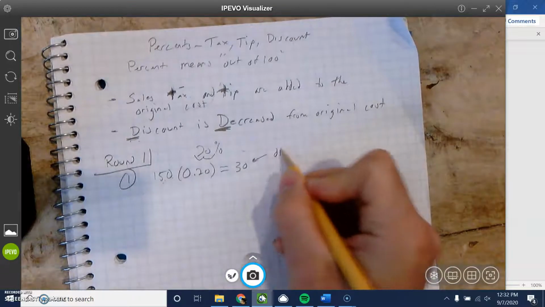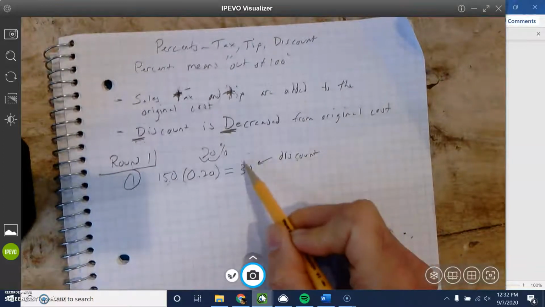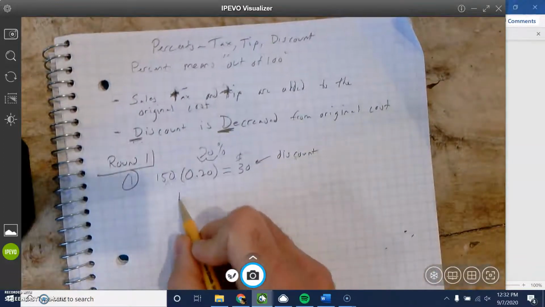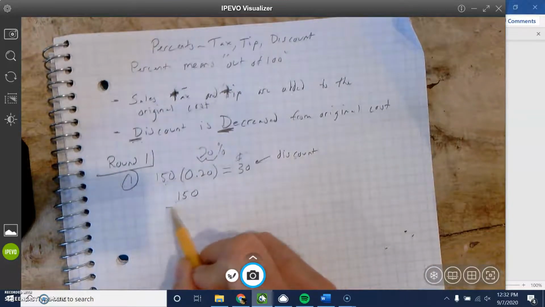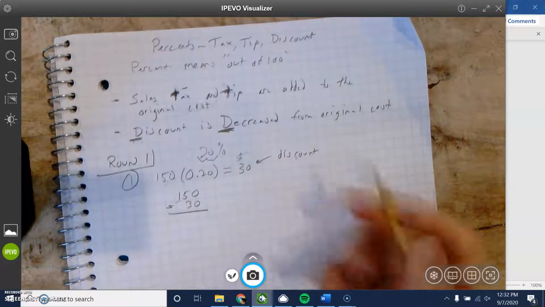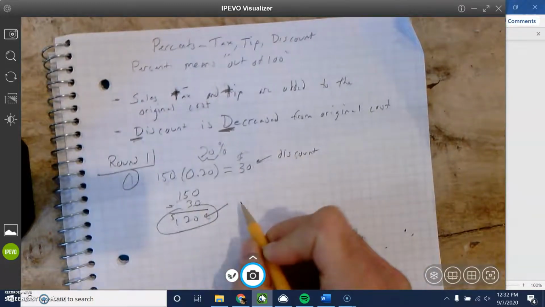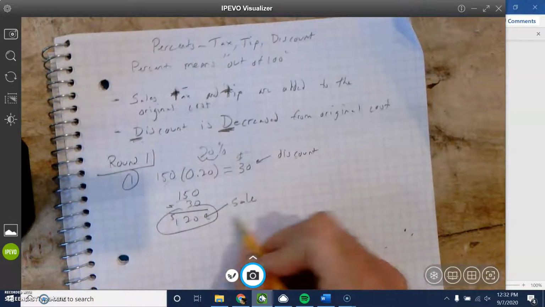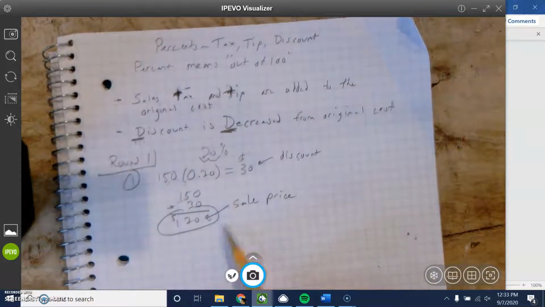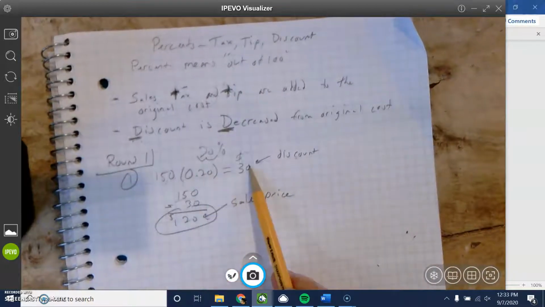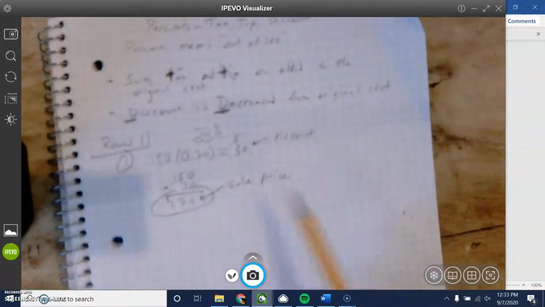This is what you call it. This is the discount. That's not the sale price, that's the discount. So you're taking $30 off. So one thing you can do is you take the original cost, $150, and then you're going to subtract the discount, and you're going to get the sale price, which is $120. So Mr. Young is going to pay $120 for those Jordans. Bam. So that's one way to do it. So you take the discount, and then you subtract it from the original. That's two steps.